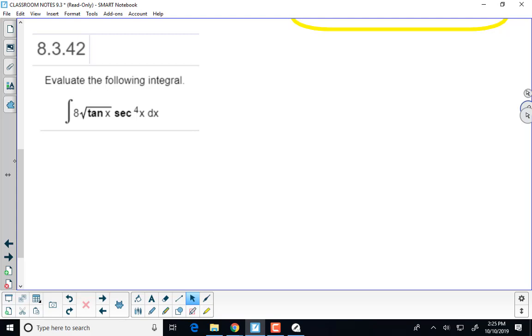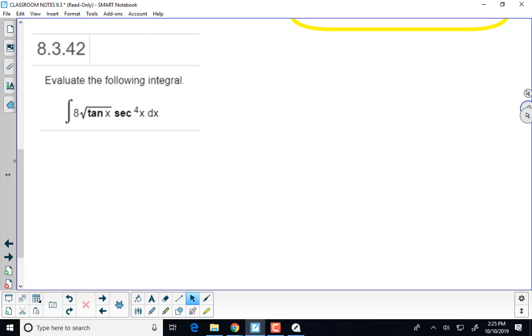So even power on secant, we pull 2 off, and then our goal is to turn everything into tangents. So we're going to let u be tangent. Down here, this is the case where we have tangent to an odd power. Tangent has an odd power.